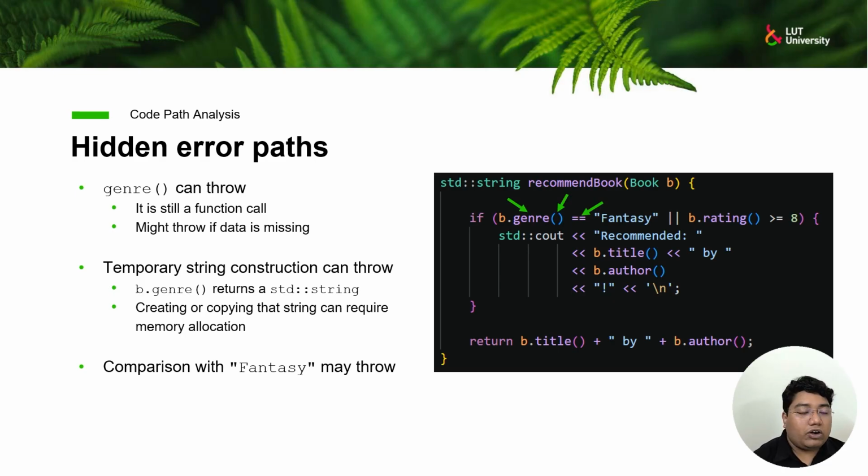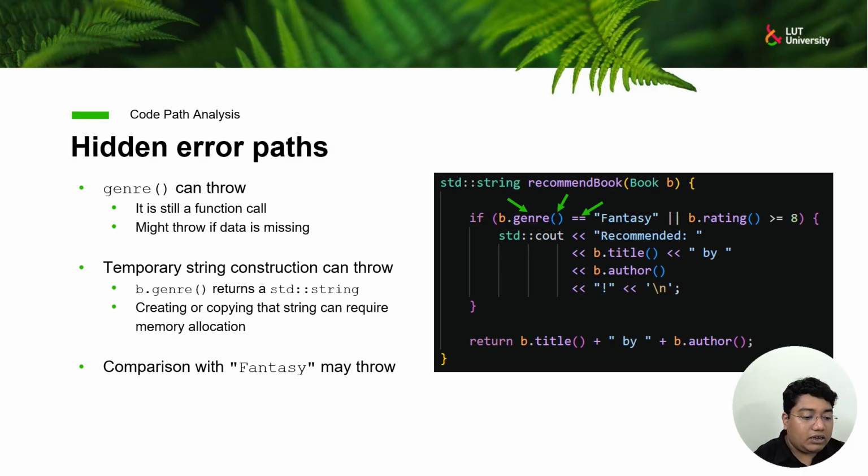Imagine we call b.genre. At first glance, it feels like we're just reading some data from the object, but genre is still a function call. So a function can throw exceptions. Maybe the genre information hasn't been loaded yet. Maybe the underlying data is missing. Maybe the object is in an invalid state. All of those are design choices made by whoever wrote the book class.